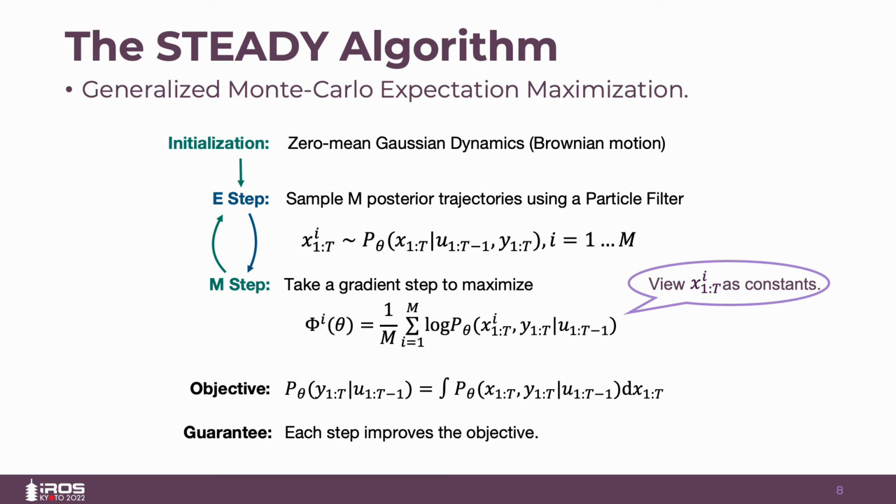What's cool about the EM algorithm is that by alternating between these two tractable steps, it is guaranteed to improve the marginalized data likelihood over time, even though this marginalized data likelihood itself is generally intractable to compute, since it requires integrating over the trajectory space.